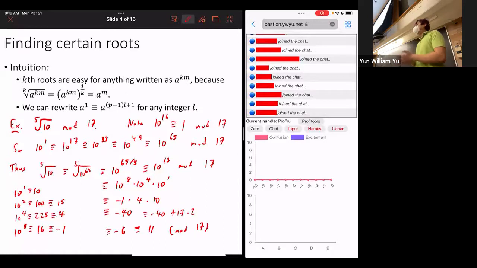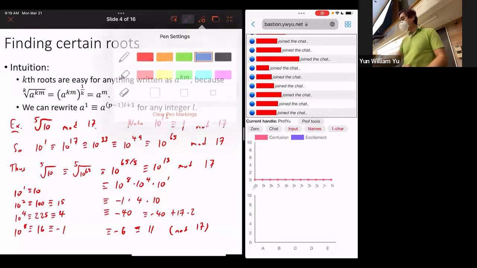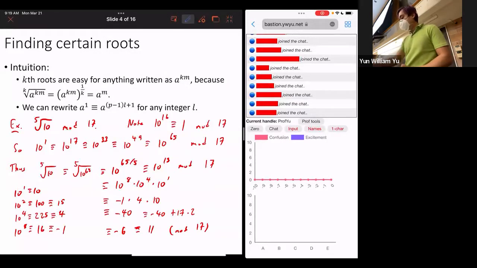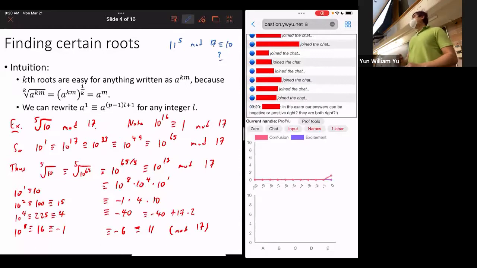Now, one of the nice things about computing roots is that it's actually really easy to check if you have the right answer. So how would you check if you had the right answer? Well, you just take 11, you ask yourself, what's 11 to the 5th mod 17? And that should be equivalent to 10. And if it is, then that means you have the right answer. If it isn't, well, you did something wrong.